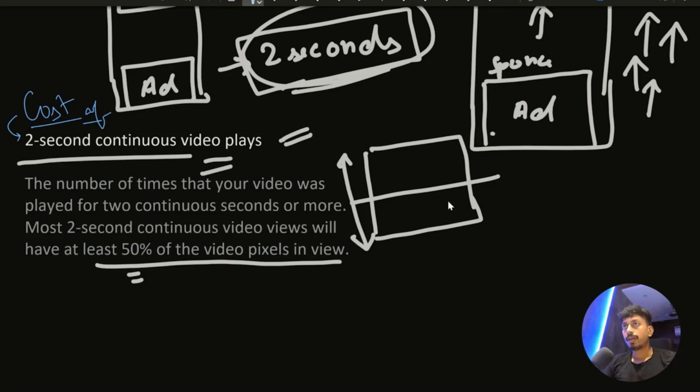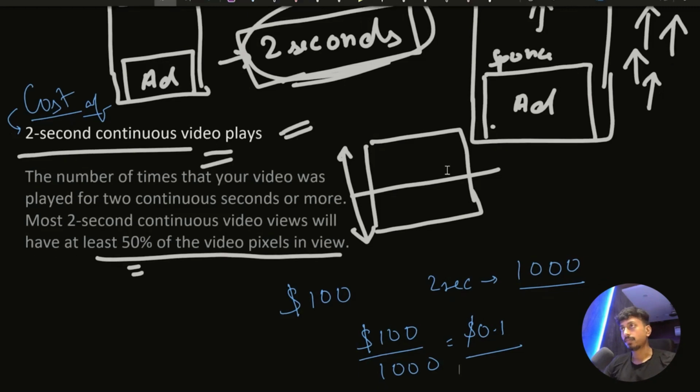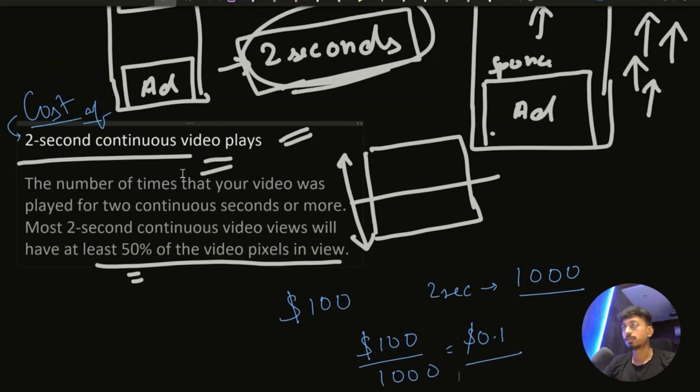How is that? When you have a total ad spend of, let's say, $100, and you got this 2 second continuous video play maybe 1000 times, what is the cost per 2 second continuous video play? Pretty simple, right? It will be $100 divided by 1000, that is $0.10. So that is the cost per 2 second continuous video play.